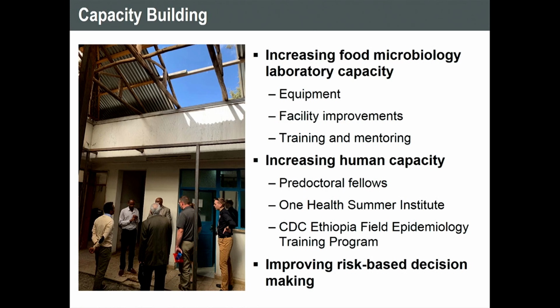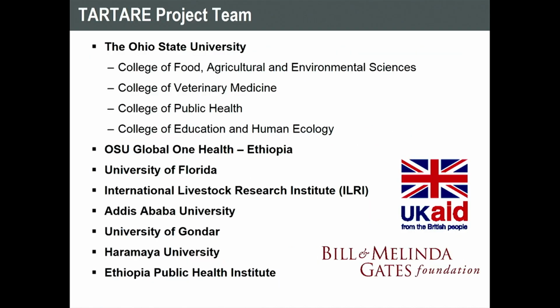Ohio State also runs a One Health Summer Institute. It's been going on for the past 7 years. We go in country and teach. So we're going to be doing some specific courses through this that will address this capacity. And we're also engaging with CDC Ethiopia Field Epidemiology Training Program. They have several residents that they will be engaged in the process. And ultimately, our goal is to improve risk-based decision-making in the country.